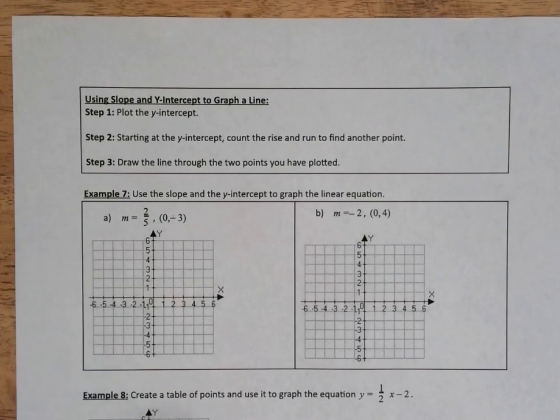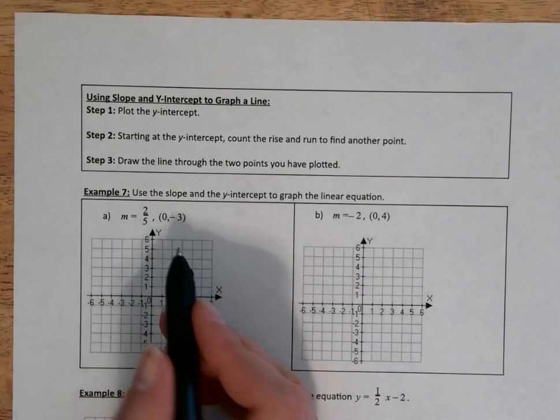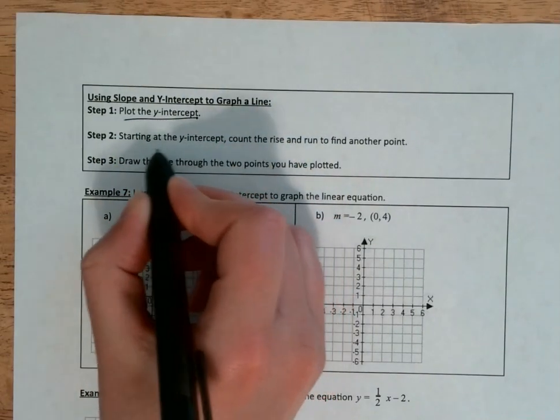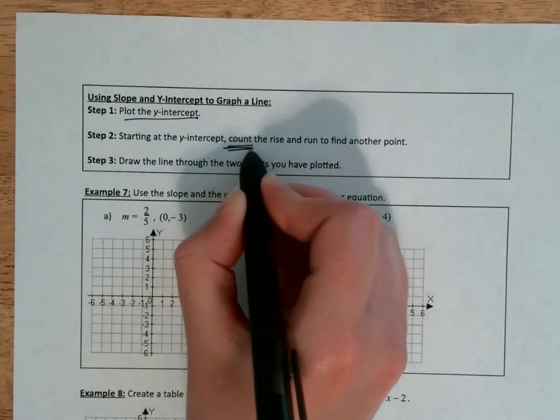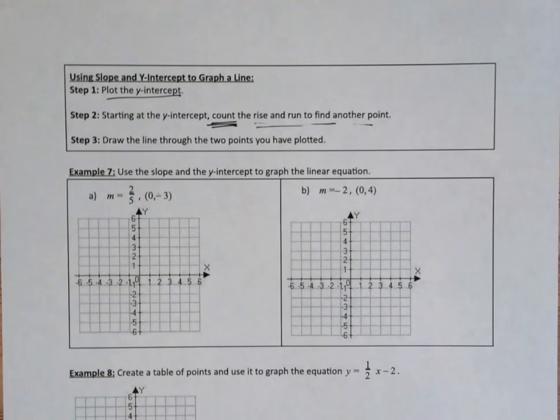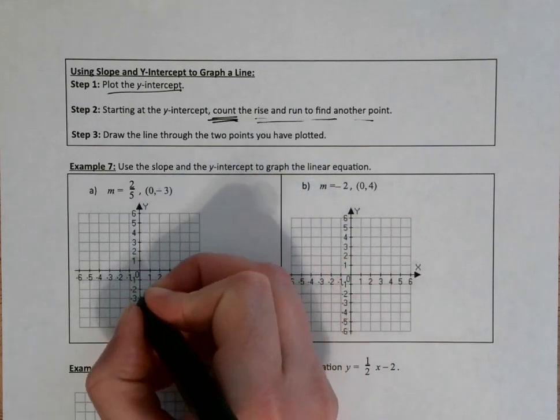Second page. Now I'm going to graph the equation, not using a whole bunch of points, but using the slope and the y-intercept. Since I can identify where the y-intercept is from an equation or from a graph, I can plot it first, and then from the y-intercept I can count rise and run to find more points. And I can draw the line through the points I've graphed. So I start with my y-intercept. It's at 0, negative 3 right now.